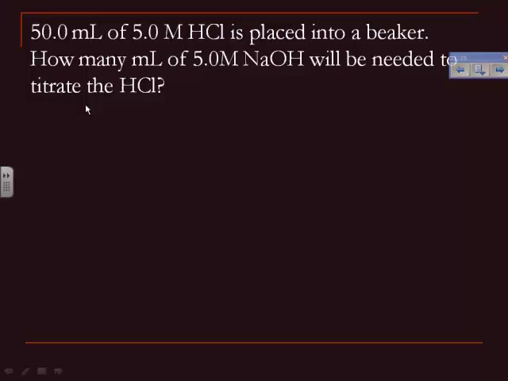So this first one: 50 milliliters of a 5.0 molar HCl solution is placed in a beaker. How many milliliters of 5 molar NaOH will be needed to titrate the HCl? So the reaction we're looking at here, HCl plus NaOH reacts to form NaCl plus H2O. NaOH is the base, HCl is the acid, a double replacement reaction from acids and bases.